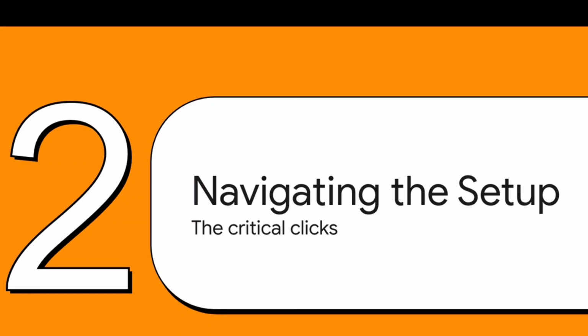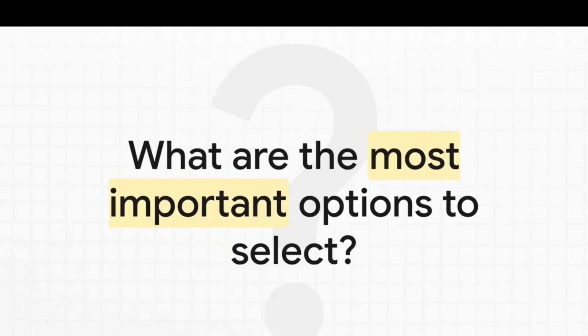All right, next up, section 2, navigating the setup wizard. So once that file is finished downloading, just pop open your downloads folder, find it, and give it a double click. That's going to launch the installer, and that's what we're tackling right now. Okay, so what are the most important options to select? I'm not kidding when I say this first screen of the installer is probably the most critical part of this whole thing. There are 2 little checkboxes here that can mean the difference between everything working smoothly and hours of frustration. So let's pay close attention.